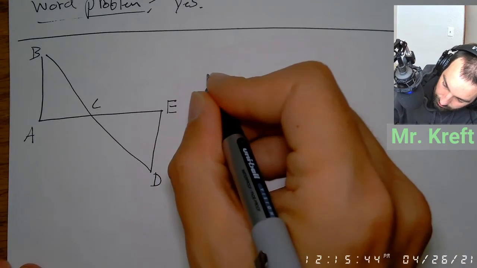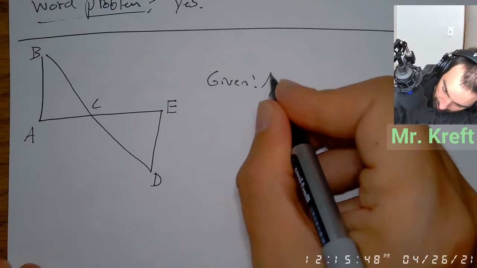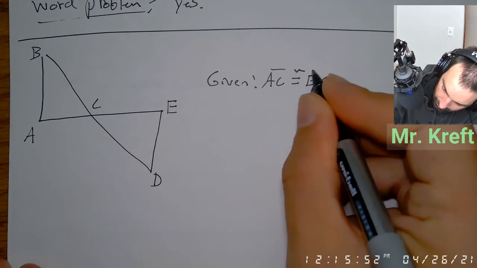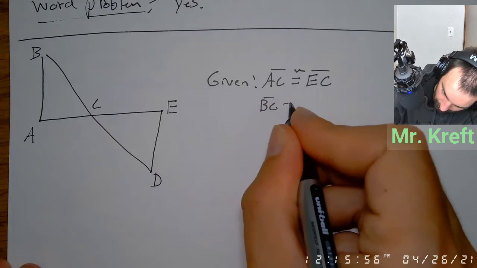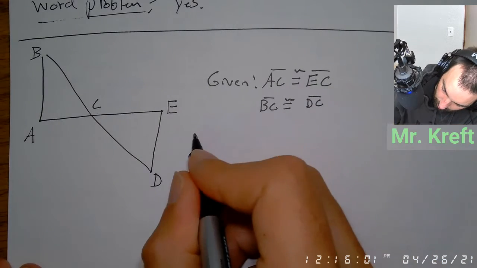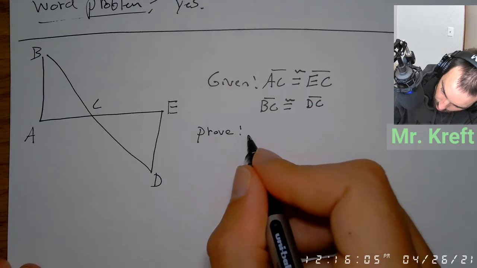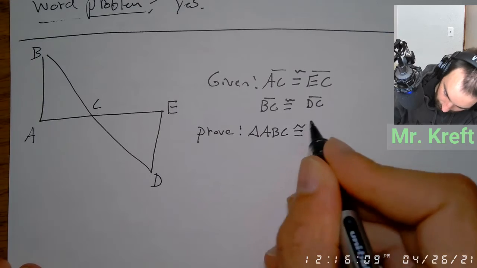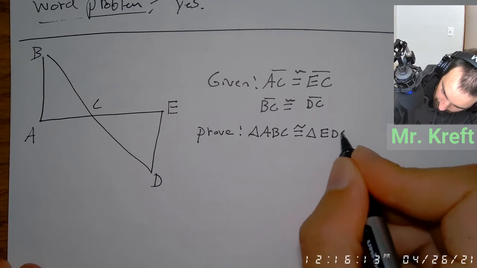Okay. And then we're gonna have some givens. We're gonna say segment AC is congruent to segment EC, and segment BC is congruent to segment DC. And I want you guys to prove that triangle ABC is congruent to triangle EDC.